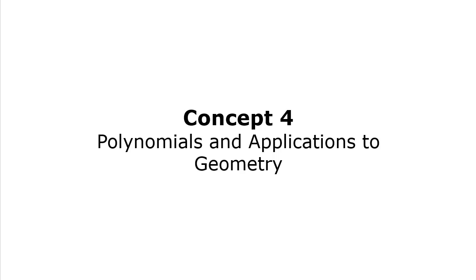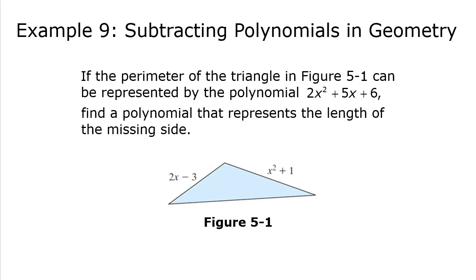All right, the last thing we want to look at is a simple example with a geometric shape. So if the perimeter of a triangle can be represented by the polynomial 2x squared plus 5x plus 6, we can find a polynomial that represents the length of the missing side because we know perimeter is just the three things added together. So basically, we know that whatever this is, right, that blank, has to be this answer minus these two pieces. So the first thing you could do is maybe add them together and then subtract them, or you could just subtract them in pieces.